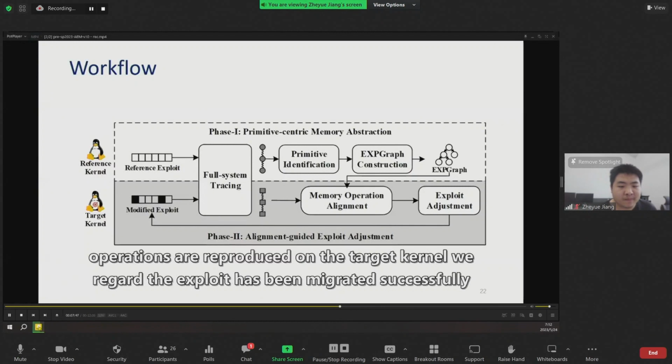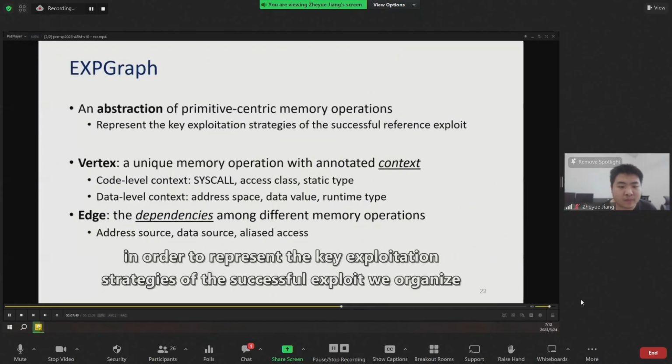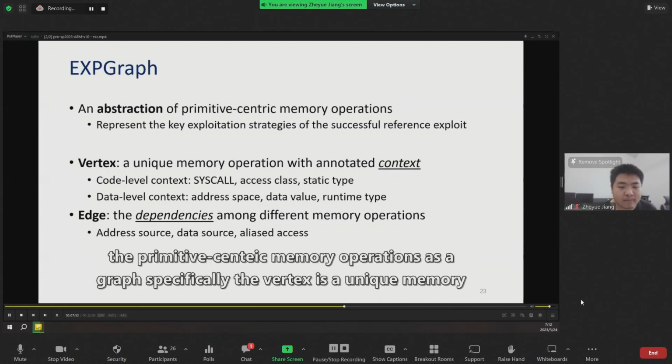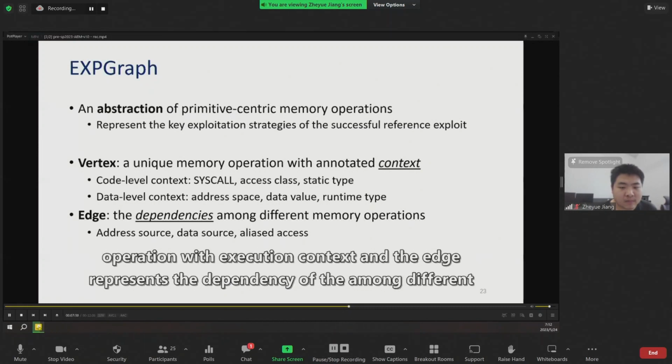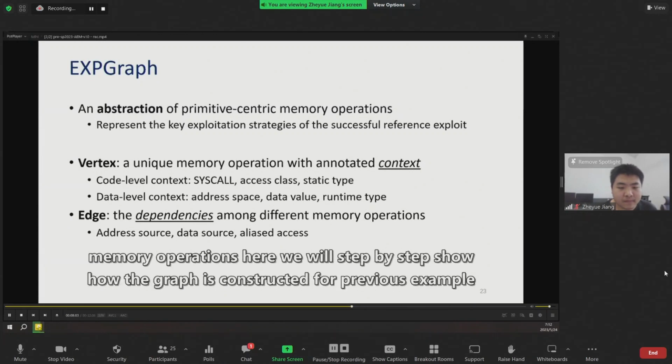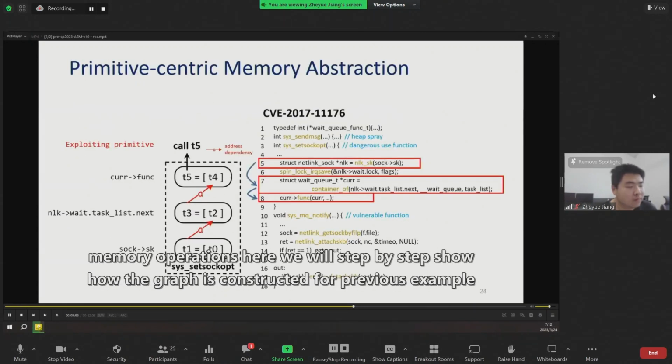In order to represent the key exploitation strategies of the successful exploit, we organize the primitive-centric memory operations as a graph. Specifically, the vertex is a unique memory operation with execution context, and the edge represents the dependencies among different memory operations. Here, we will show step by step how the graph is constructed for the previous example.